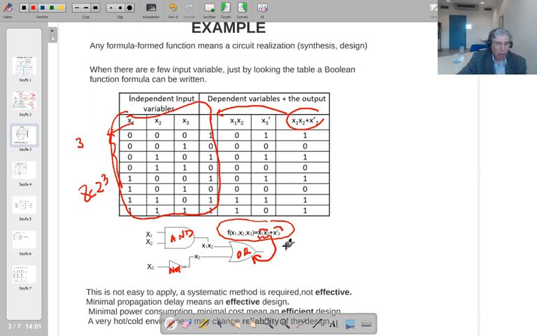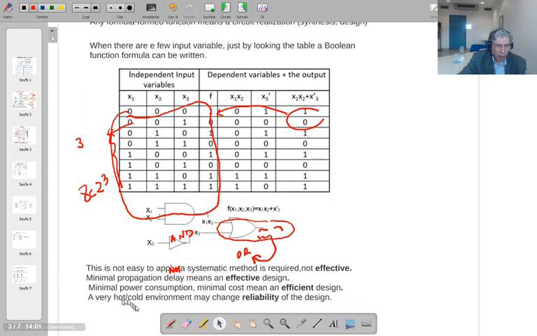So this method is not effective. Minimal propagation delay means effective design. This has two levels, that's why it is minimal, so it is a good effective design, I might call it. Minimal power consumption means minimal cost, and that affects the efficiency, isn't it? Efficiency is the minimal power. Minimal power means a minimal number of elements, so that is minimal cost. And there is one more thing here: a very hot or cold environment may change the reliability of the design. I already said that.